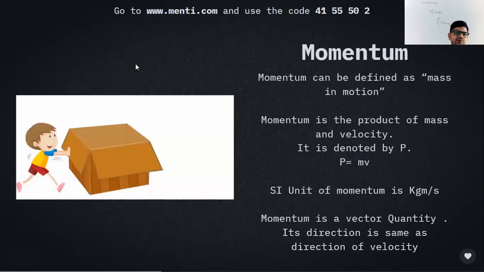Next topic, momentum. We know that momentum can be defined as mass in motion. Momentum is the product of mass and velocity. It is denoted by P. P means momentum, that is m into v, mass into velocity. The SI unit of momentum is kg meter per second. It is a vector quantity and its direction, that means the direction of momentum, is the same as the direction of velocity. Clear?